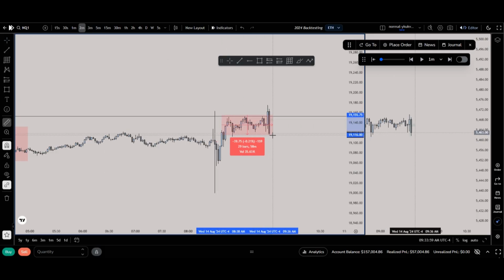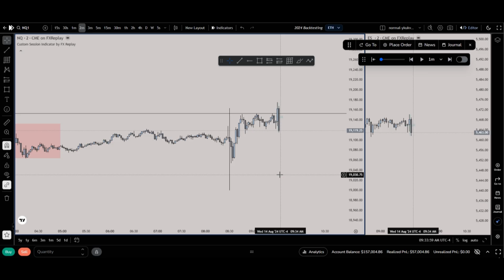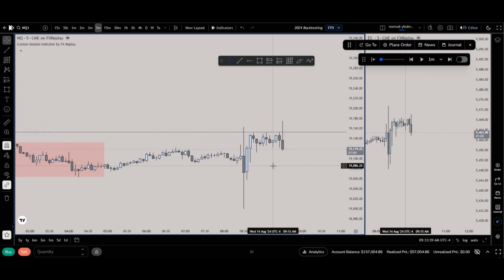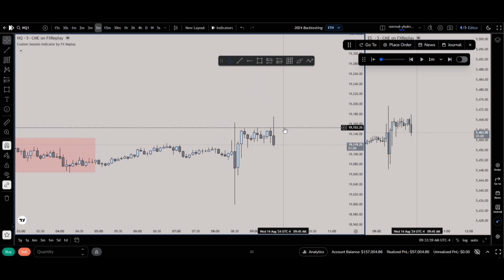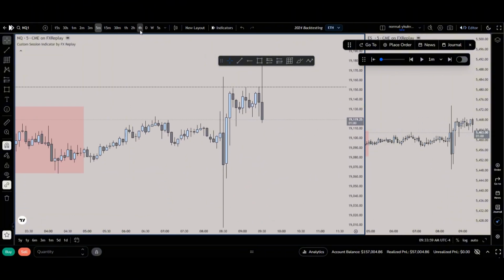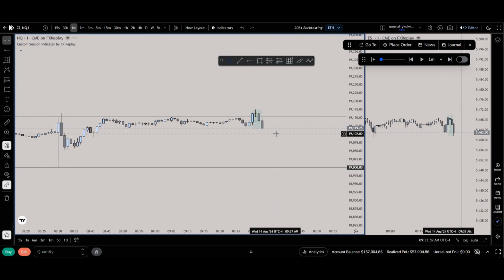You have that accumulation, manipulation. We take out data highs. I'd want to go for a mech model almost, going from internal range liquidity to external, but we don't have that much internal. Our only target is really this data low here.